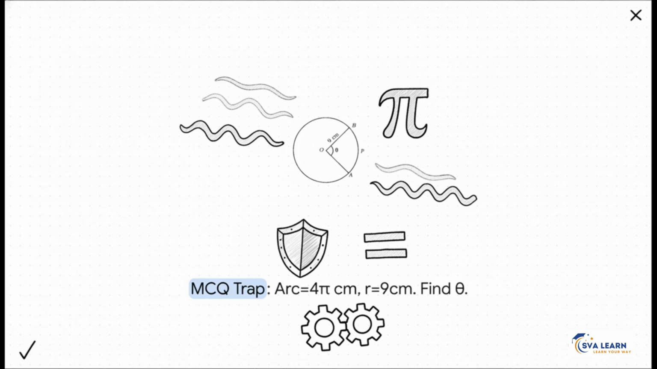Now, students usually panic here because the unknown is right there in the numerator of the fraction. But as an evaluator, I'm just looking to see if you stay calm. Do you write down the baseline arc length formula? Plug in 4 pi on one side and 9 for the radius? If you do, the pi cancels out beautifully on both sides, leaving you with a really simple algebraic step to find that 80-degree angle. Recalling the baseline formula exactly as written is your ultimate shield against these displacement traps.